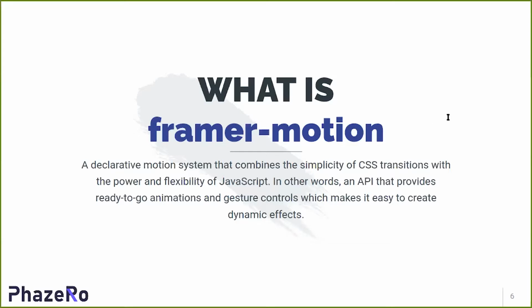Framer Motion is what we call a declarative motion system, but what's great about it is that it combines the simplicity of CSS transitions with the power and flexibility of JavaScript. Those who try to animate stuff using those two will understand what I am talking about. It looks simple in CSS, but it is really complicated to make animation fluid and smooth, while it is easier in JavaScript, but it is a bit complicated to understand how to do it. So Framer Motion took the good of both approaches and provided ready-to-go animations and gesture controls, which made it really easy to create dynamic natural effects and animations.